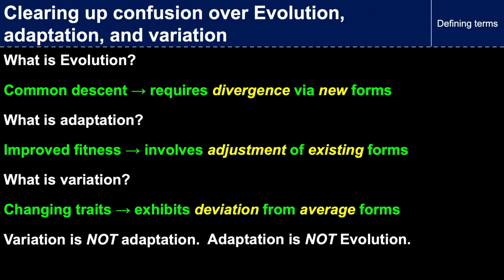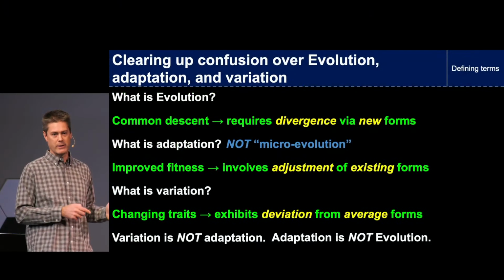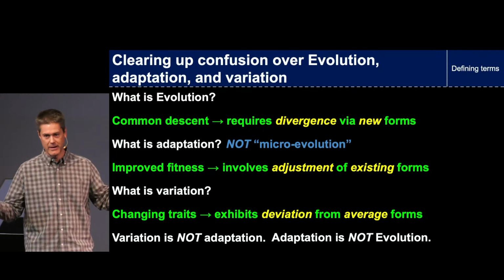It means it's adapting. And I've also heard the term microevolution to describe adaptation, but that's not accurate either because evolution is not a scale. It's whether or not something is turning into another organism. So there's no micro and macro. It's just evolution. Okay?